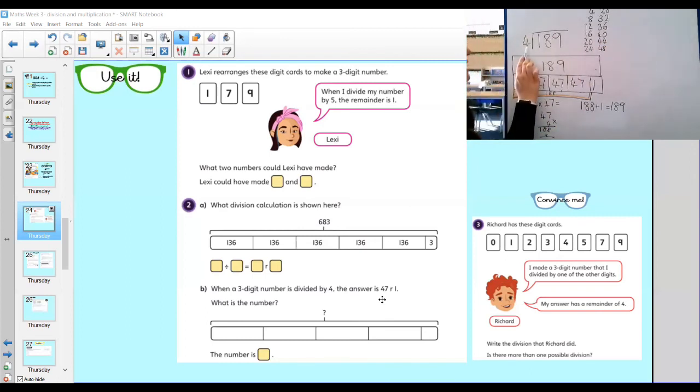So let's have a look then. Let's prove it. How many groups of 4 can I make here?